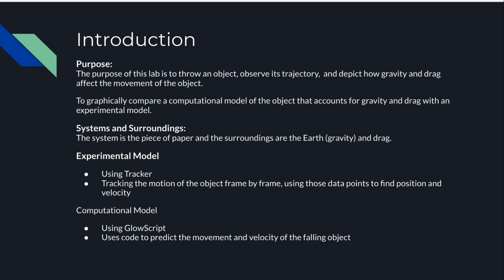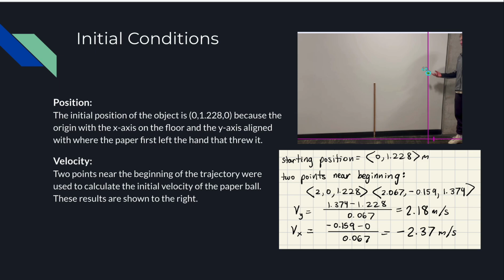So the system in this experiment was the piece of paper, and the surroundings are the earth, or gravity, force, and drag. For the experimental model, I used Tracker, and I tracked the motion of the object frame by frame, and then used those data points to find position and velocity, which I'll talk about in a second. And then for the computational models, I used GlowScript and used code to predict the movement and velocity of the falling object.